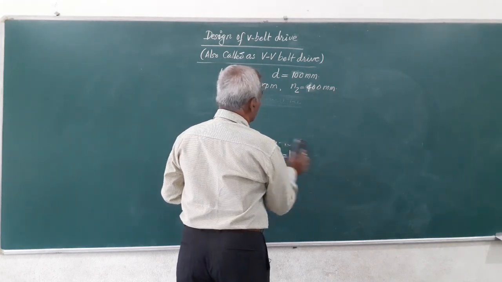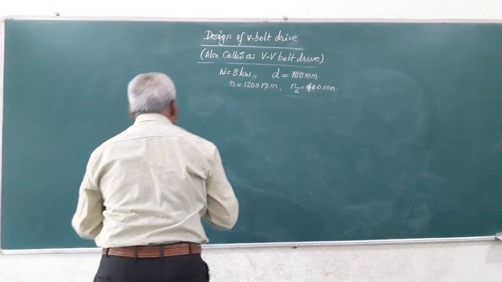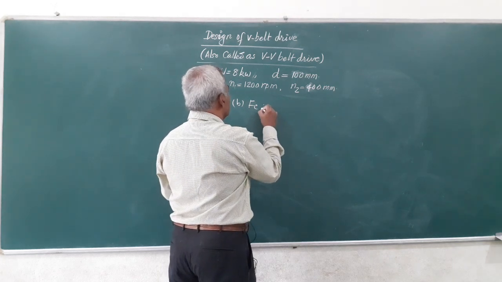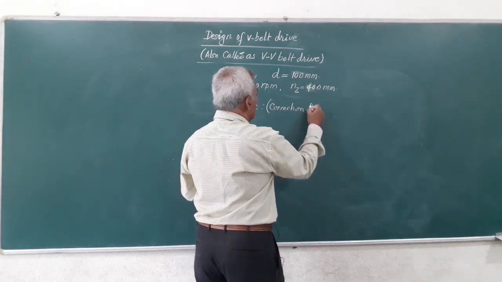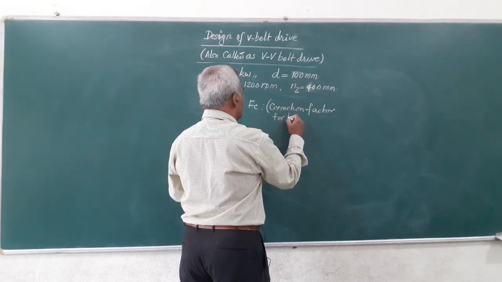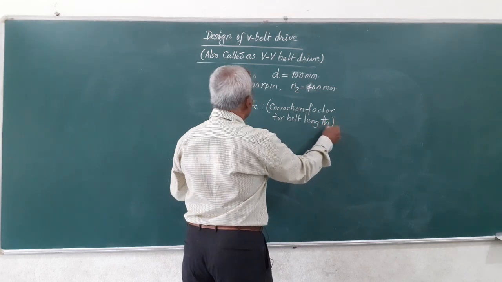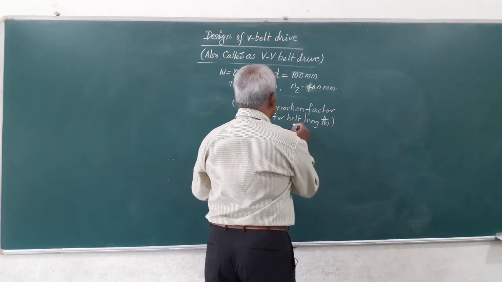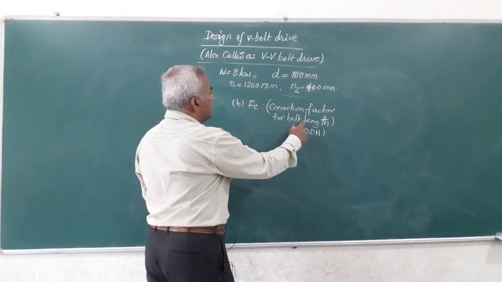Friends, let's go to FC. What is FC? This FC is called the correction factor for the length of belt. As the name itself indicates, this value FC is also obtained from the table in the machine design data handbook. It depends on the length of belt.